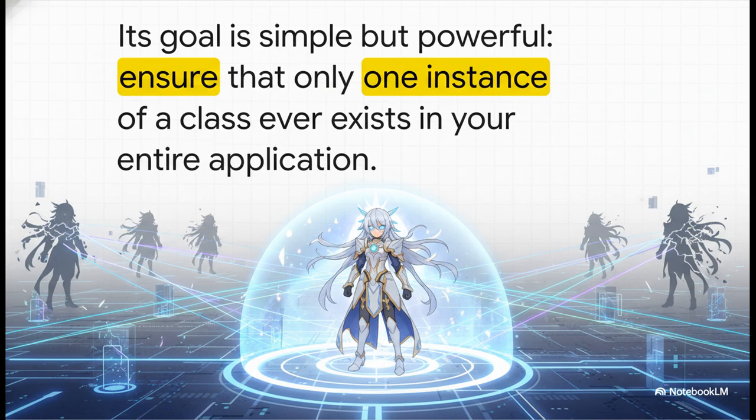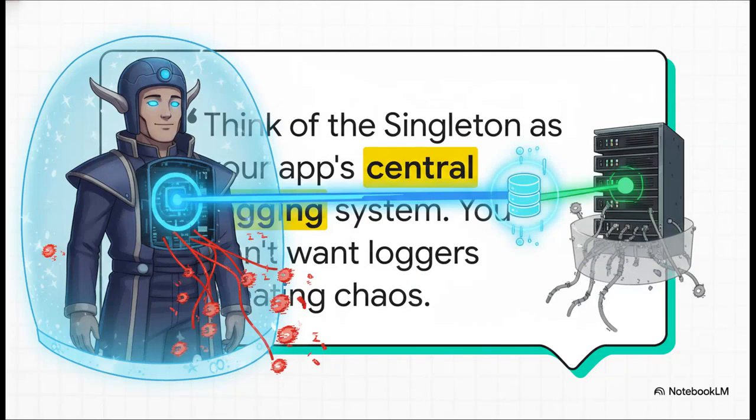The goal here sounds super simple, but it is incredibly powerful. The singleton's entire job is to make absolutely sure that for a specific class, there is one and only one instance of it in your entire application, ever. And the go-to analogy here, for a very good reason, is a central logging system. You need one and only one place where all your application's messages and errors go. Can you imagine the chaos if you had multiple loggers all trying to write to the same file at the same time? It would be a complete mess.